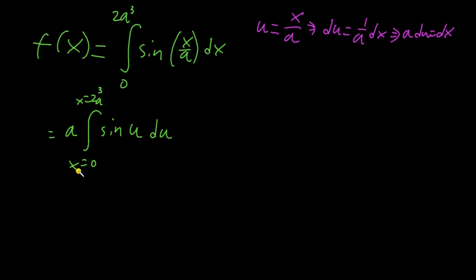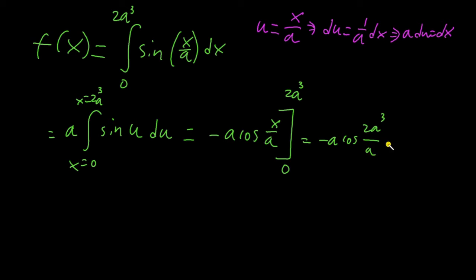Notice I'm saying x equals 0 and x equals 2a cubed because I don't want to confuse myself and say that these are the bounds for u. These are actually the bounds for x. So if I evaluate this and switch u back to x over a, this gets me negative a cosine of x over a, evaluated from 0 to 2a cubed. Plugging in the bounds, I get negative a times cosine of 2a cubed over a, plus, because the negative and the other negative make a positive, a cosine of 0, because 0 over a is 0.